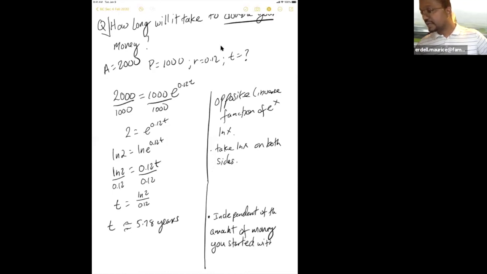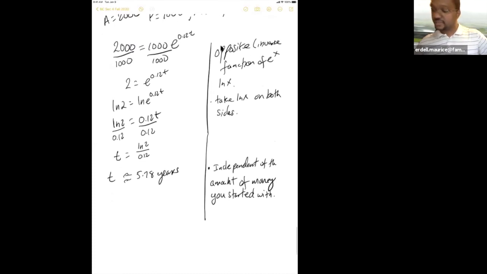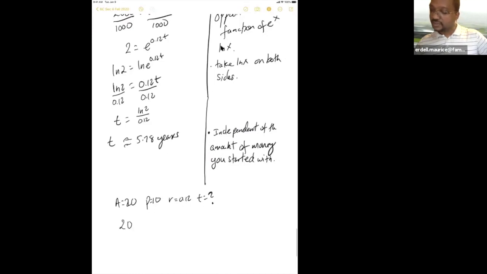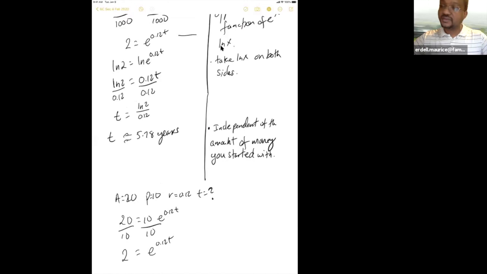And what that means is that if I only had 10 bucks instead of 1,000, and I'm trying to double it, so A equals 20. My initial amount is 10. My rate is still 0.12, and the time I'm trying to figure out. So that's 20 equals 10 e raised to 0.12t. Divide by 10, divide by 10. That leaves me with 2 equals e to the 0.12t. And that's exactly the same as the line right here.